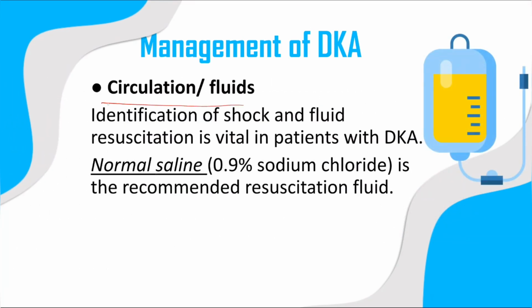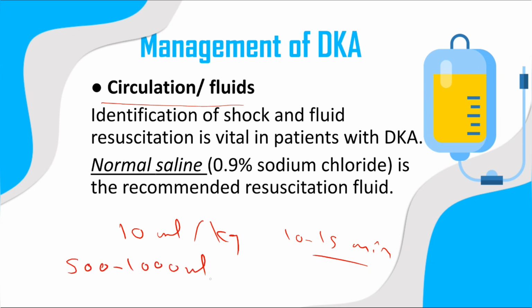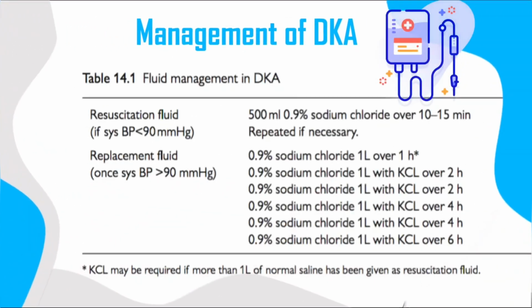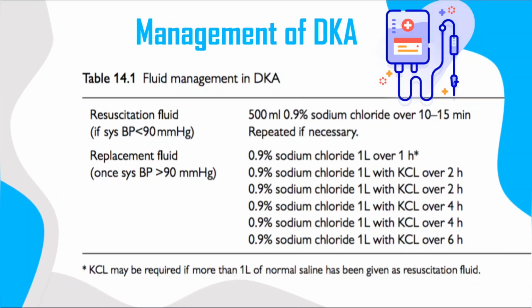Coming to the circulation, if the patient is in shock state, you have to give a 10 ml per kg bolus. The bolus should be given over 10 to 15 minutes as soon as possible. This is true for adults and for children. In adults, you can give 500 to 1000 ml boluses. The type of fluid is usually normal saline. For adults, if the patient is hypotensive, you have to give boluses over 10 to 15 minutes and repeat it until the blood pressure becomes better.